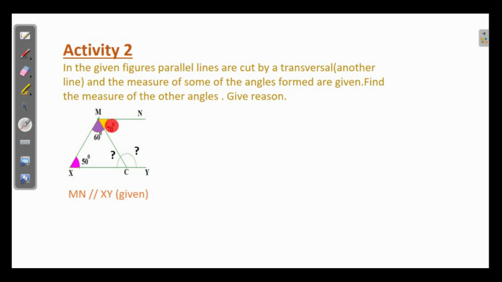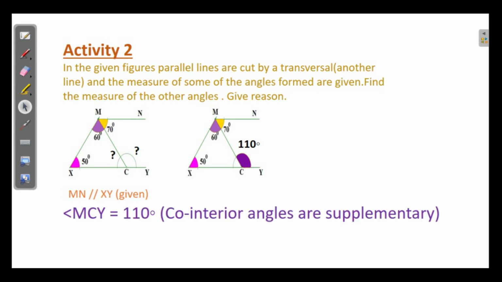So this angle is 70 degree. So what would be the measure of this angle? That angle is 180 minus 70, that is 110 degree. Now one more angle we have to find out. This angle. You have studied earlier. What is it? Linear pair. So what is the measurement of that angle? 70 degree. Co-interior angles are supplementary, that is the first answer. Then second one, not interior angle, linear pairs 70 degree.